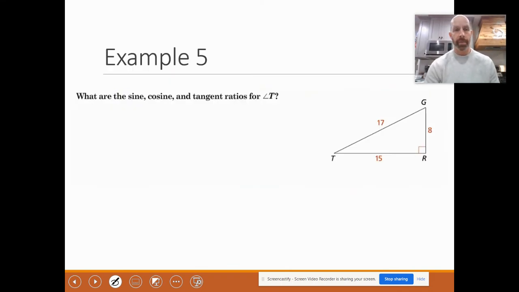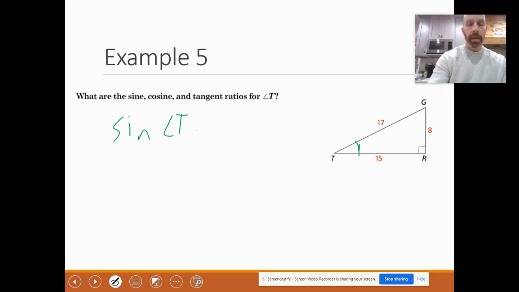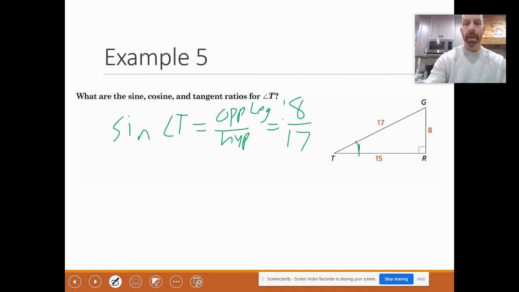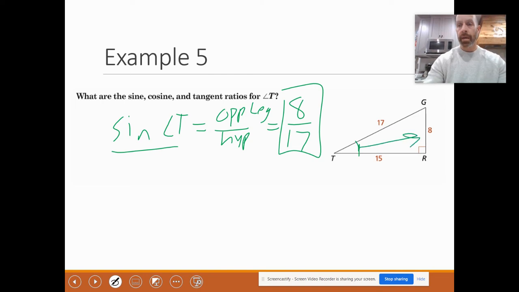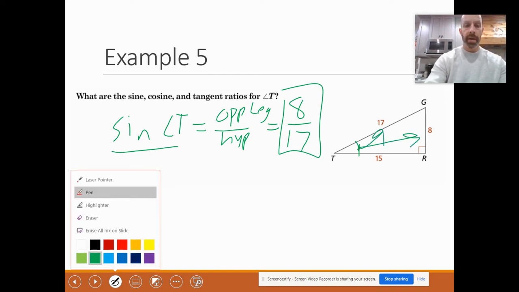So let's look at a problem here. Question 5. What are the sine, cosine, and tangent ratios for angle T? So here's our angle T. The sine of angle T is simply going to be the opposite leg over the hypotenuse. In this case, that would be 8 over 17. There's our sine. So it's the opposite leg over the hypotenuse. The hypotenuse is 17.